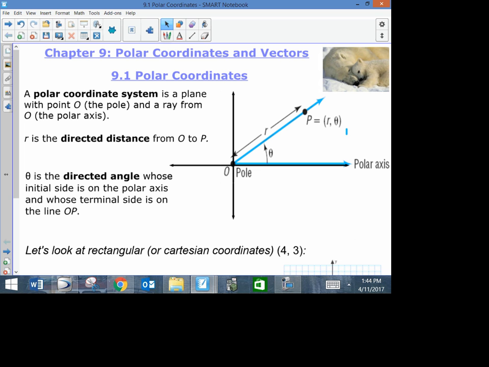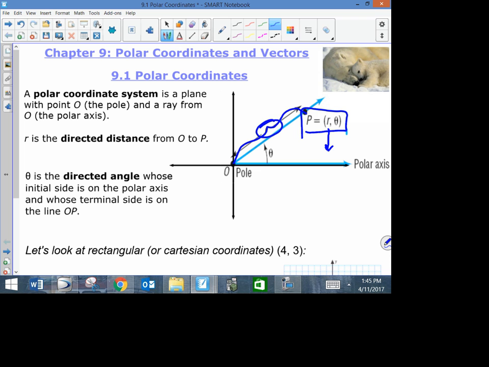So the polar coordinate system is a plane with point 0, which is the origin in our rectangular. Now it's called the pole. Okay, and a ray from the origin. It can go in any quadrant, just like any other thing, but your point right here looks like this. It's how long is it? That's your R. That's how long that thing is.